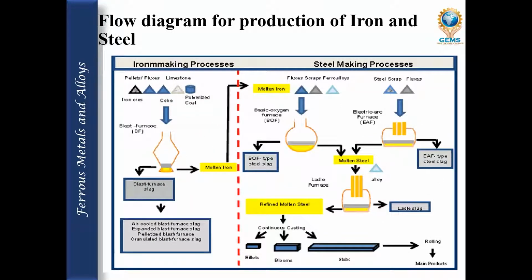This is a flow diagram for the production of iron and steel. That is the iron making process, and this is the steel making process. Basically, iron ore is taken and melted, and then it goes to the blast furnace slag, and then to air cooled blast furnace slag.